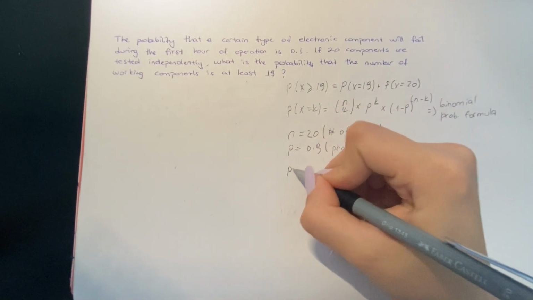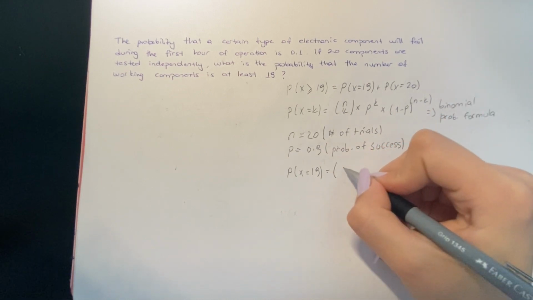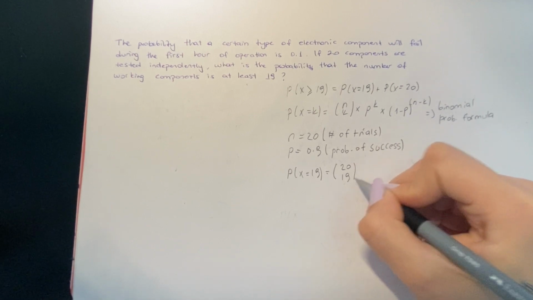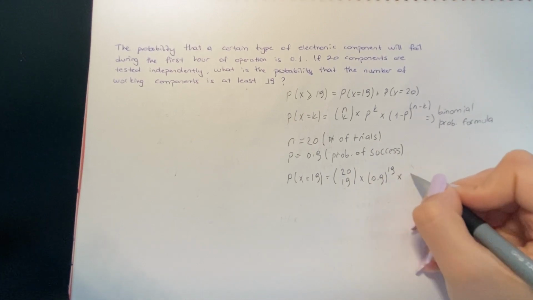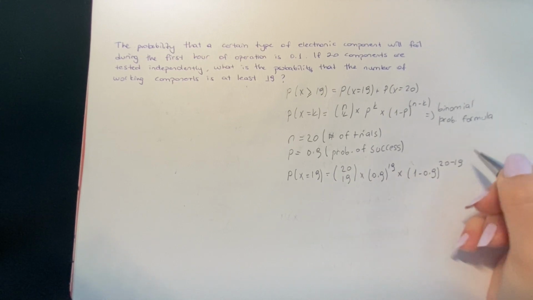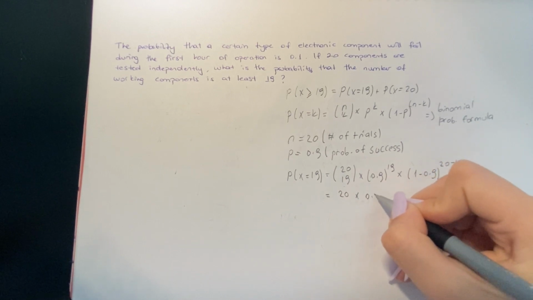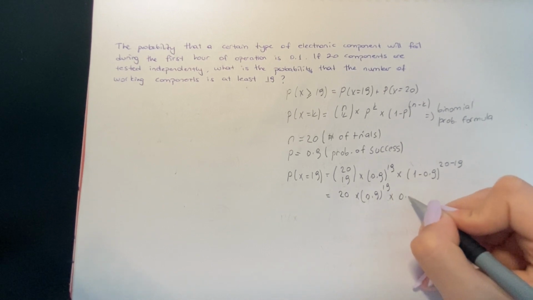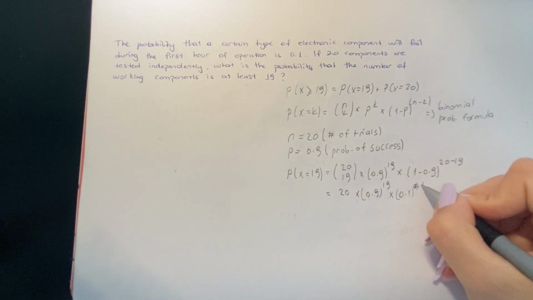Let's find P(X = 19), equal to the combination of 20 and 19 times 0.9 to the power 19 times (1 minus 0.9) to the power 20 minus 19. And this is equal to 20 times 0.9 to the power 19 times 0.1 to the power 1. I'm sorry, here is 1.